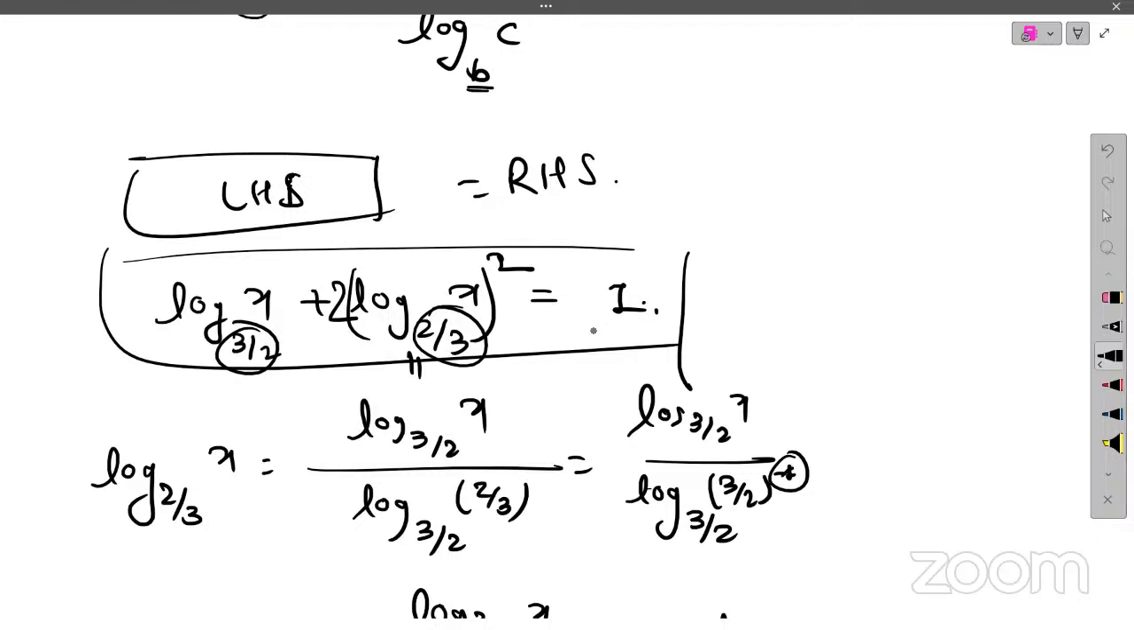Okay, is that fine? I think sir also did one example using this particular method. Yes, ma'am. Yes, ma'am.